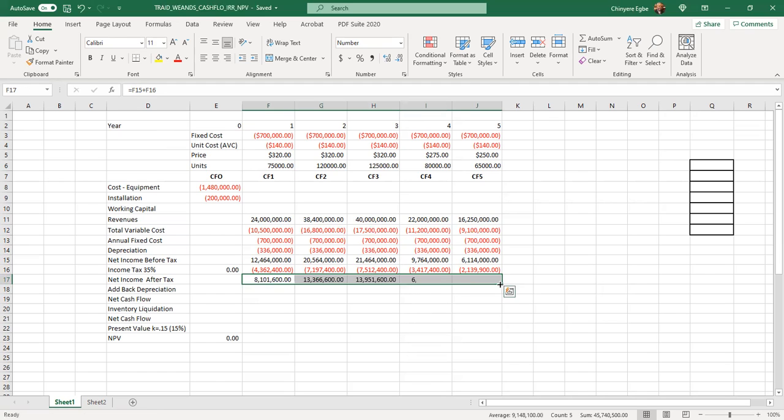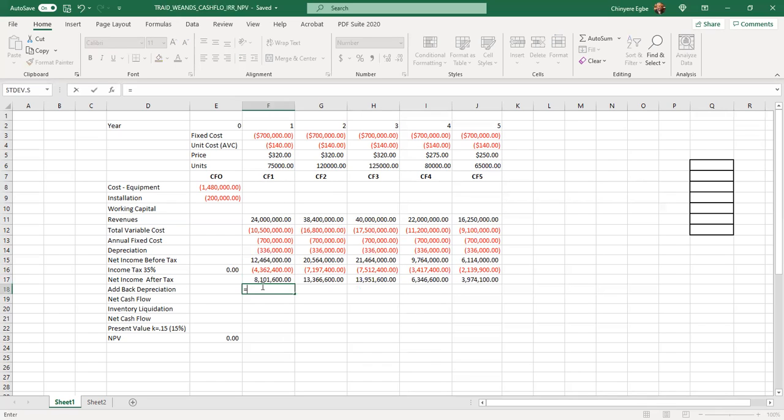All right. So we have a profit line here. Now, remember that when you are calculating cash flow, you have to add back depreciation because depreciation is not a cash outlay. Okay, depreciation is not a cash outlay, so you have to add it back. So we add back depreciation, which is F14. And so you add back the depreciation.